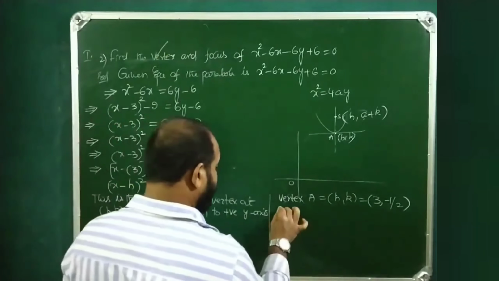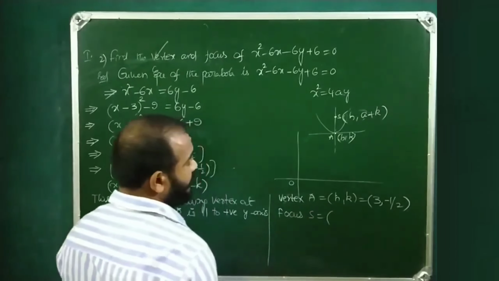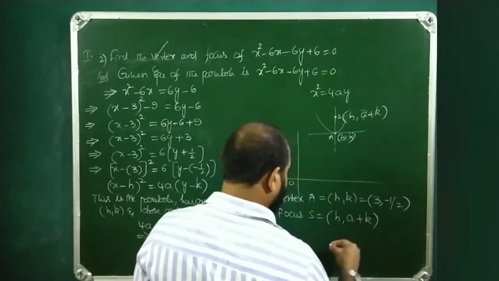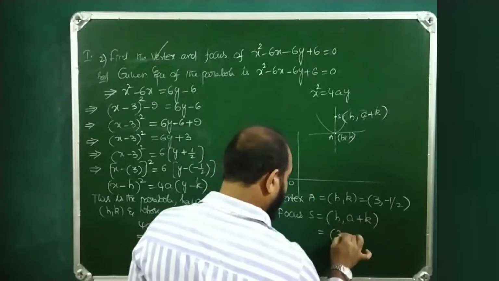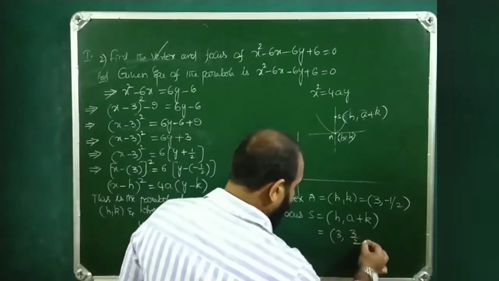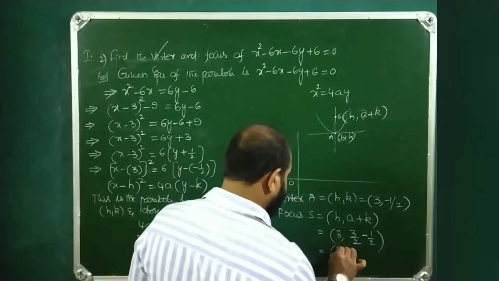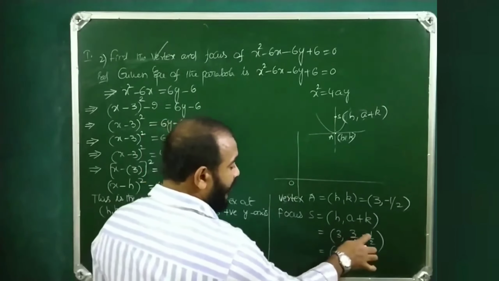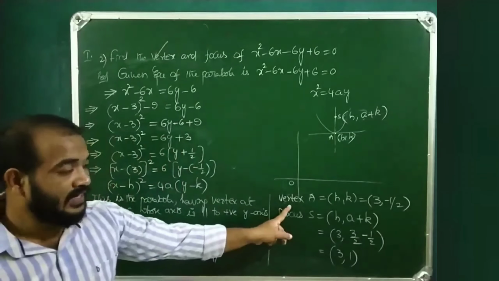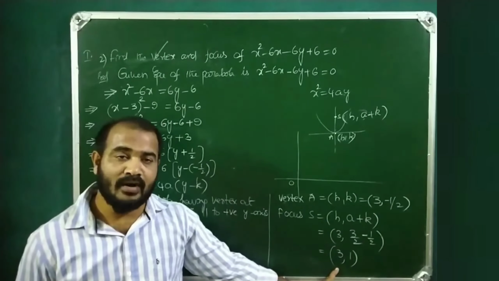And focus S is equal to h comma a plus k. What is h? 3 comma, a value is 3 by 2 plus k value is minus 1 by 2. So this is 3 comma 3 minus 1, 2 by 2, which is 1. Therefore, vertex is 3 comma minus half and focus is 3 comma 1.